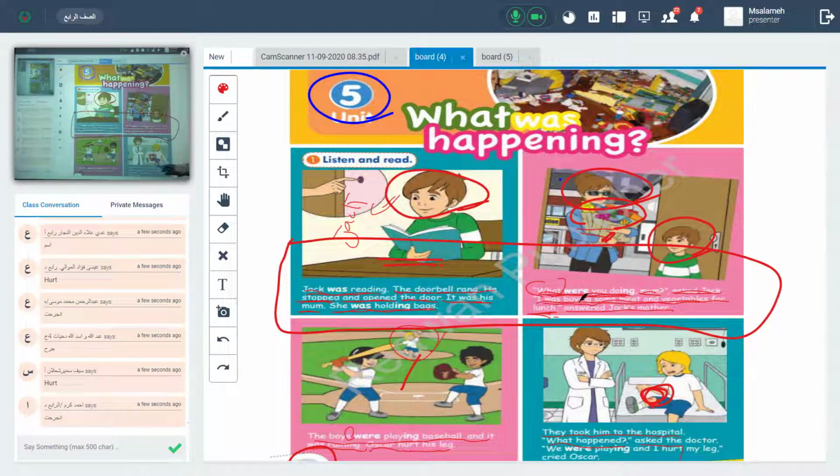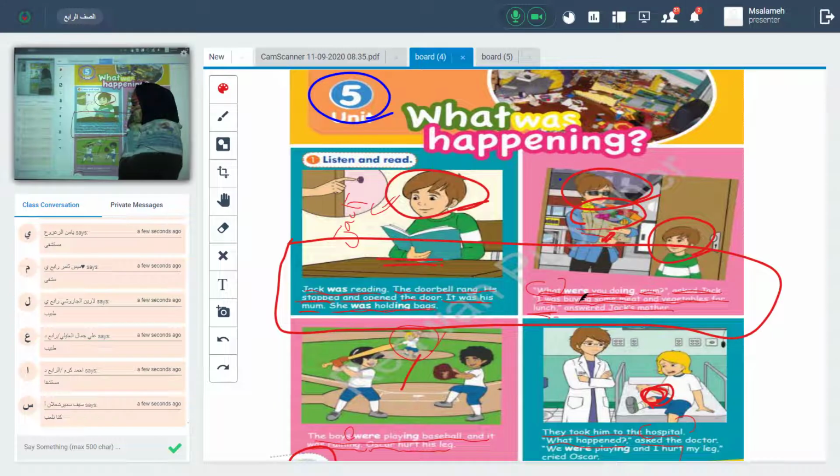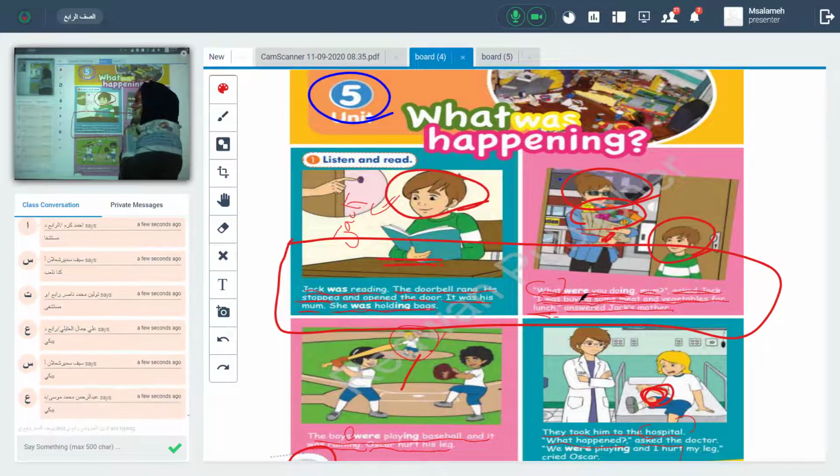They took him to the hospital. أخذوه to the hospital. What's the meaning of hospital? كنا بنعرف معنى hospital, right? Bravo عليكم. What happened? Asked the doctor. سأل الدكتور. شو صار؟ سأحكي له: We were playing. كنا بنلعب. And I hurt my leg. أنا جرحت رجلي. Oscar cried. What's the meaning of cry? Cry, excellent. يبكي. برافو عليكم.